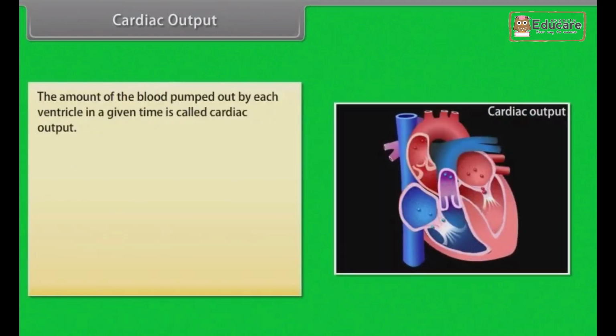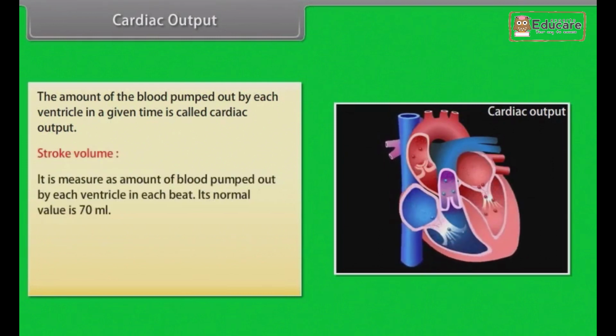Cardiac output. The amount of blood pumped out by each ventricle in a given time is called cardiac output. Stroke volume. It is measured as amount of blood pumped out by each ventricle in each beat. Its normal value is 70 milliliter.